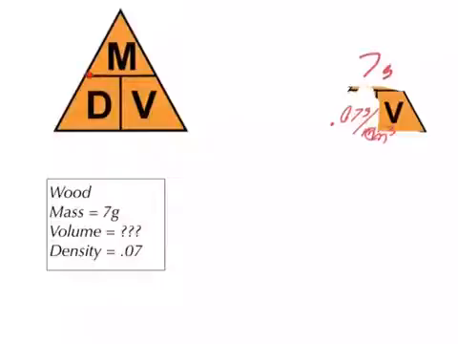When you go right here, this means to get volume, you have to divide the mass by the density. And to get density, you have to divide the mass by the volume. But to get mass, you have to multiply density by volume. So in this case, we would be trying to get the volume, so you would have to divide the mass by the density. Now, using our template, the answer to this problem would be 100 cubic centimeters.